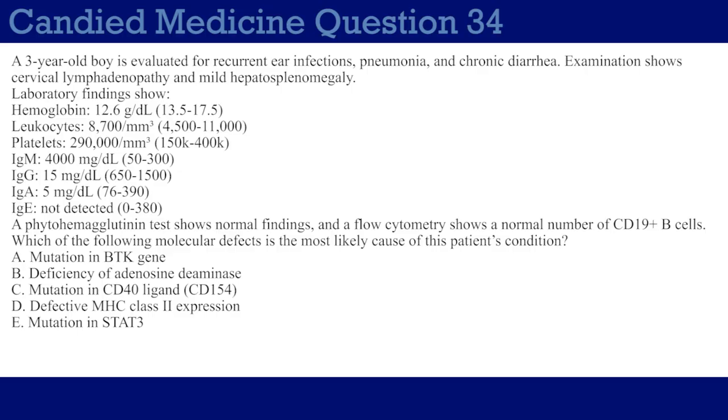Which of the following molecular deficits is the most likely cause of this patient's condition? Choice A, mutation in BTK gene. Choice B, deficiency of adenosine deaminase. Choice C, mutation in CD40 ligand. Choice D, defective MHC class II expression. Choice E, mutation in STAT3. I'll wait 5 seconds and begin answering the question.